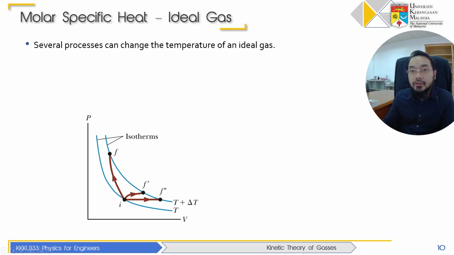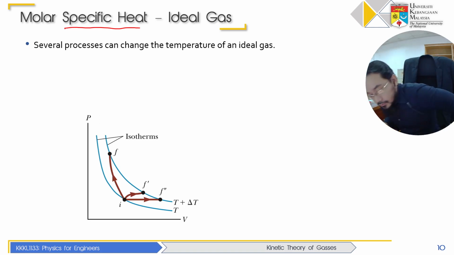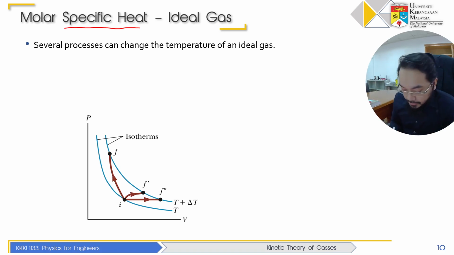Now let's move on to the molar specific heat of an ideal gas. Let's recall, what do we mean by specific heat? Heat capacity or specific heat, what does it mean? Let's answer that by looking at the PV diagram here.